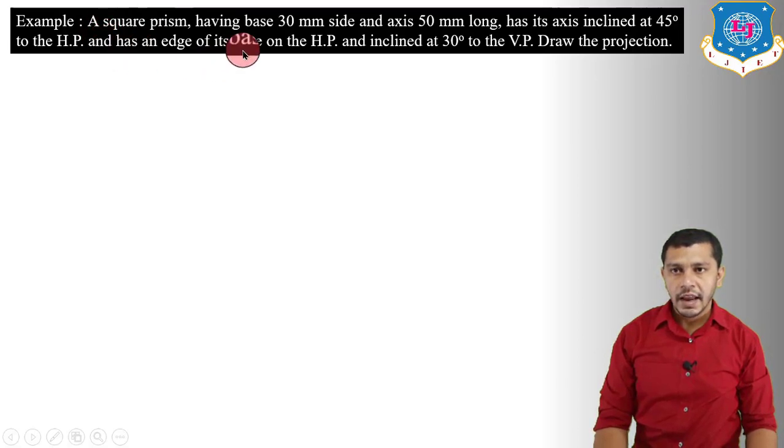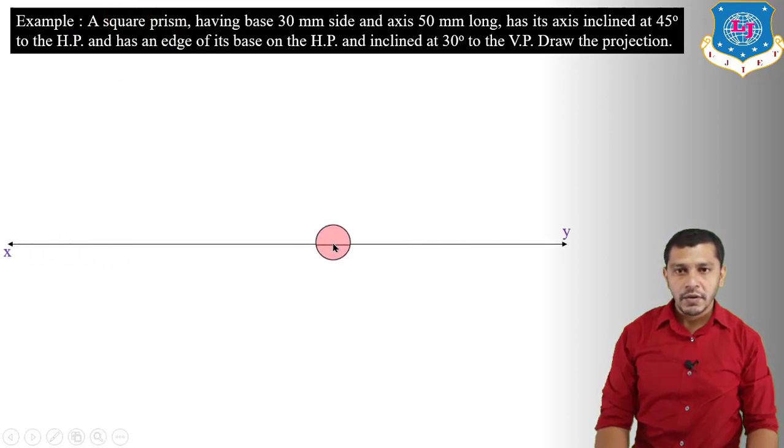And here it is given that an edge of the base is on the HP. So for the first stage, we have to assume that the square prism is standing on HP on its base. That means we have to assume the base parallel to HP and perpendicular to VP. So if we assume the base parallel to HP and perpendicular to VP, the axis of the square prism will be parallel to VP and perpendicular to HP. And second thing, the top view of the square prism will be the true shape of its base and the top face. So let's start by drawing the XY reference line and by drawing the top view.